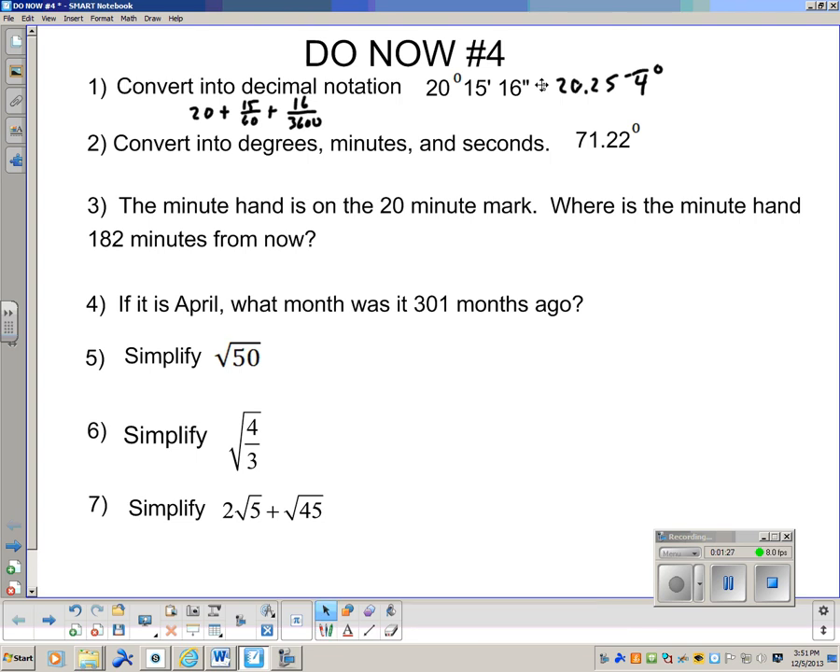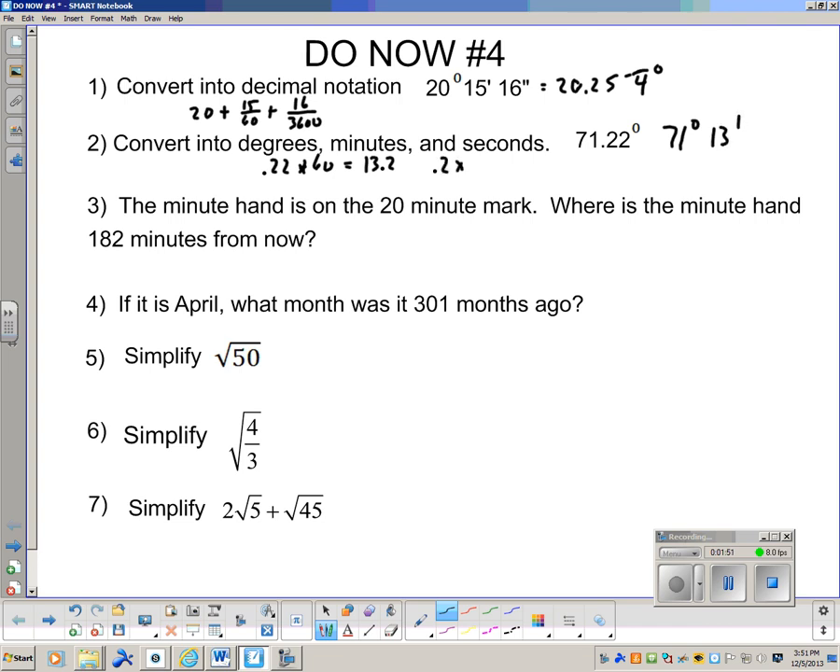So come down here, convert into degrees, minutes, and seconds. So that first part there is 71 degrees. So now you just have to deal with the 0.22. And again, since there's 60 minutes in a degree, I can go ahead and multiply that by 60. And I get 13.2. So the whole number part is my minutes.